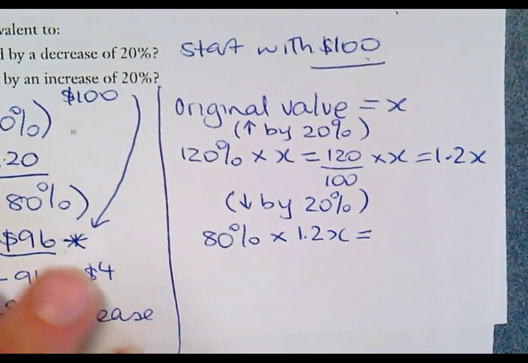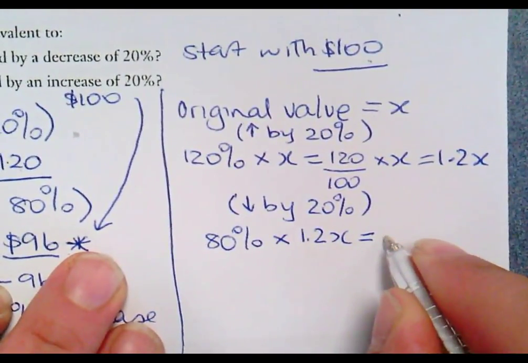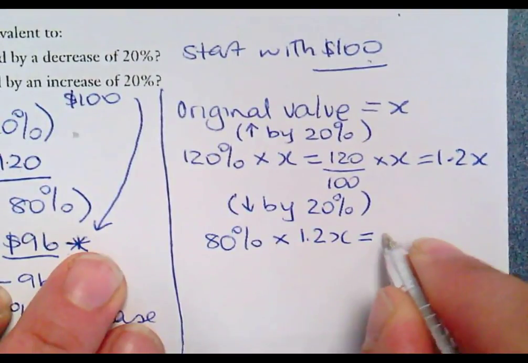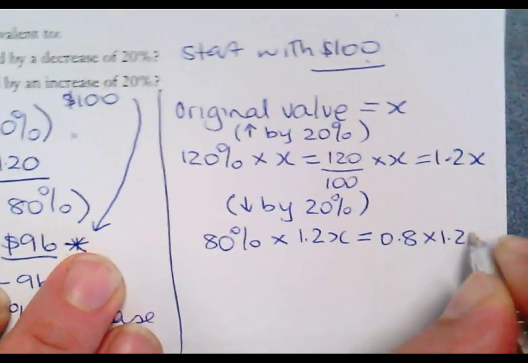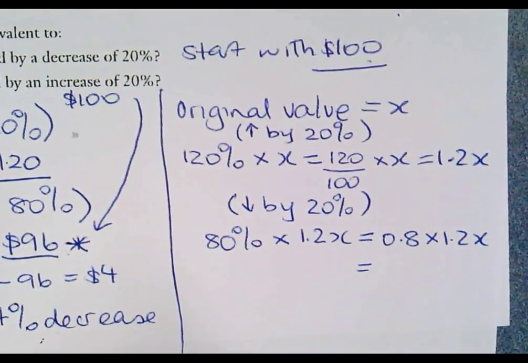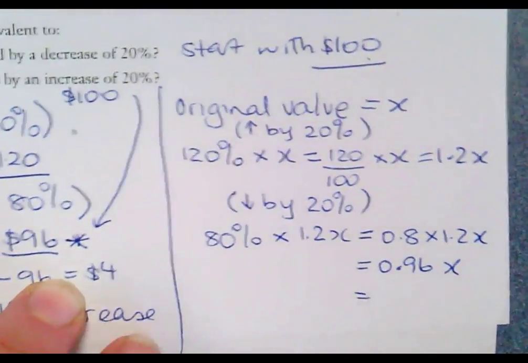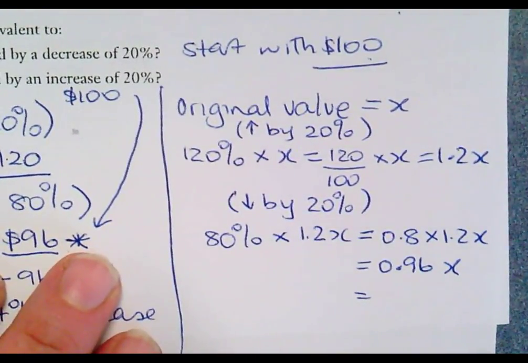You might not like this method, I don't know. 80% is 80 over 100, which is 0.8. Can I write it as 0.8? 0.8 times 1.2x. Now, can someone tell me what 0.8 times 1.2 is? It should be 0.96. So 0.96x. Well, girls, 0.96 is the percentage, 96%.